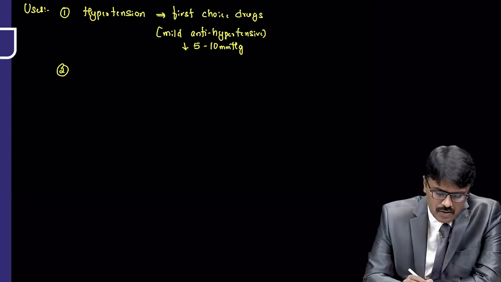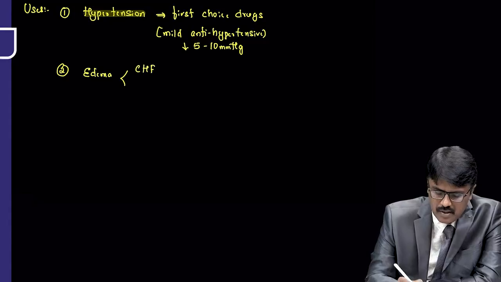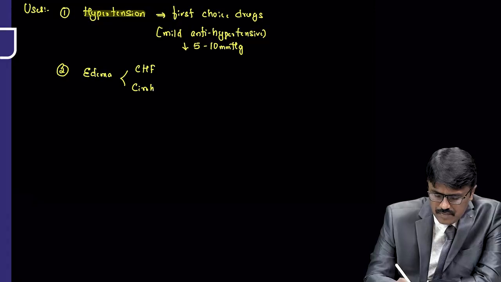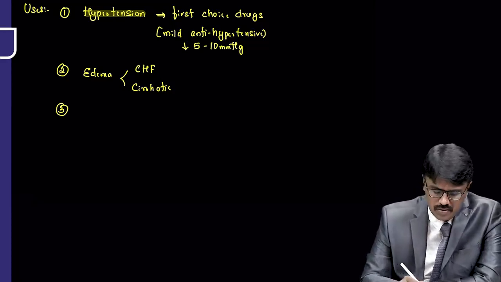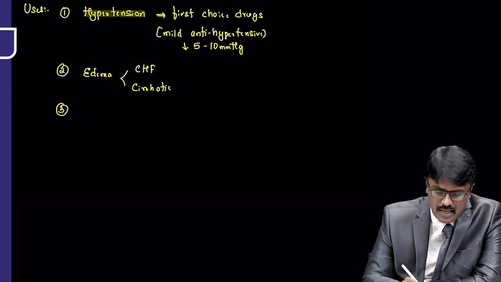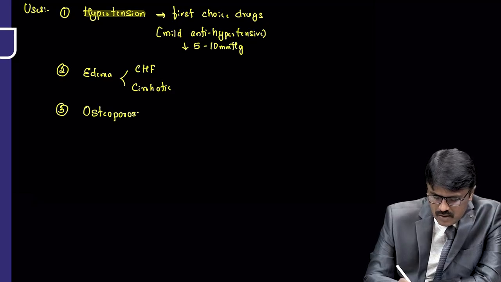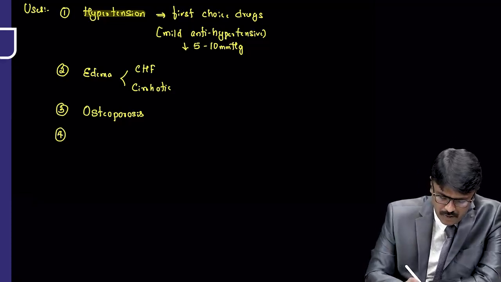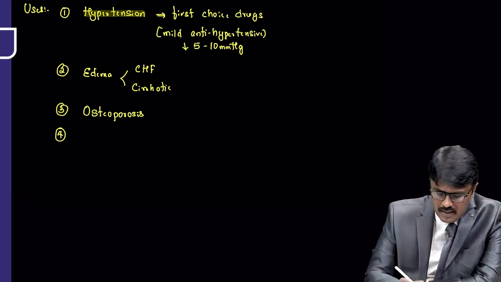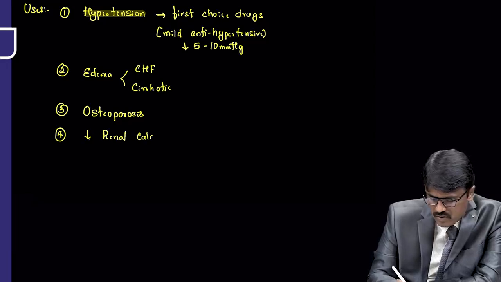So number one, we use it in hypertension. Number two, we use it in edema conditions. So edema in the presence of CHF, in the presence of cirrhotic edema, we use these drugs. Number three, because calcium is reabsorbed, calcium is retained, we use it in the treatment of osteoporosis. So the drugs are used in the management of osteoporosis because they retain calcium. Number four, these are used to decrease renal calcium stones.